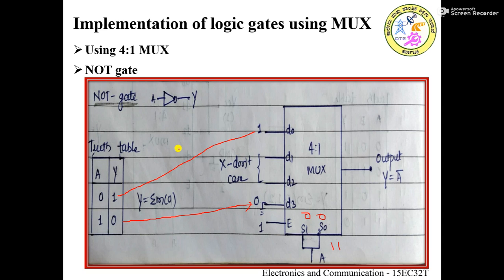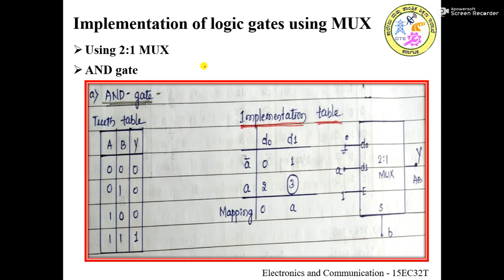Now we shall see how to implement the logic gate functionalities using 2:1 mux. In the previous case, the number of inputs in the logic gates was equal to the number of select lines in the 4:1 mux. But here there will be a mismatch. You can see here the AND gate needs 2 inputs, and the 2:1 mux has only one select line. So I cannot directly map the 2 inputs with the select line of the 2:1 mux because there is a mismatch in the number.